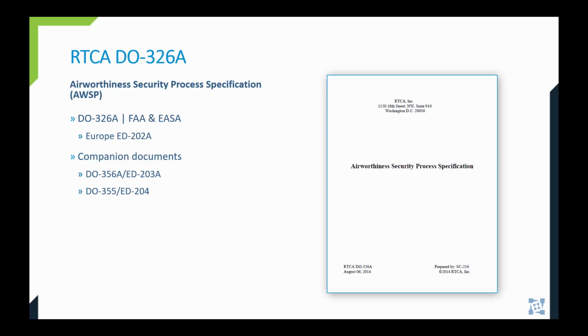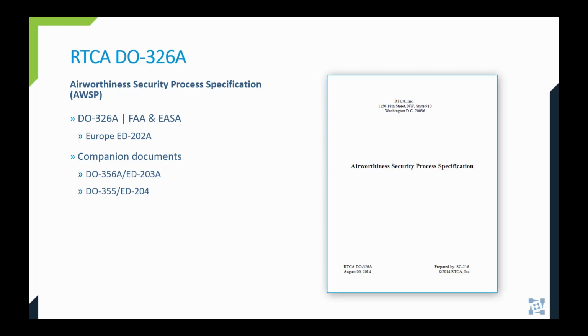DO-326A is also a process document. That means it focuses on the what and not the how. So there are objectives defined to be satisfied in order to reach the goal of obtaining what is referred to as type certification.